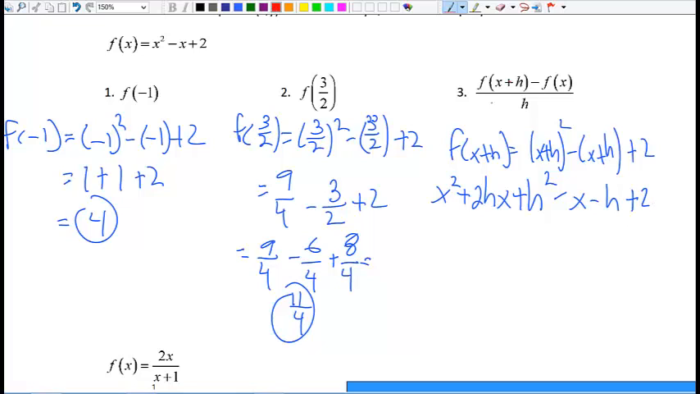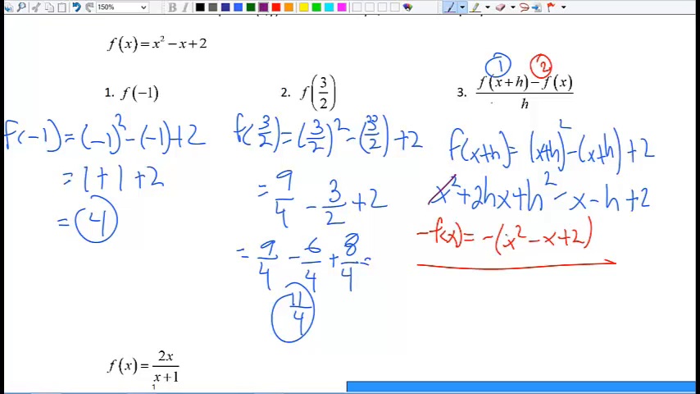So that's the first part of our little formula there. The second part of our formula is subtract off f of x. So I'm going to bring down the initial function, which is x squared minus x plus 2. And I'm going to literally just subtract these two from each other. Notice that only certain terms are going to cancel out. So the x squared cancels out with the x squared. The minus x cancels out with the minus x. And the plus 2 cancels out with the plus 2.